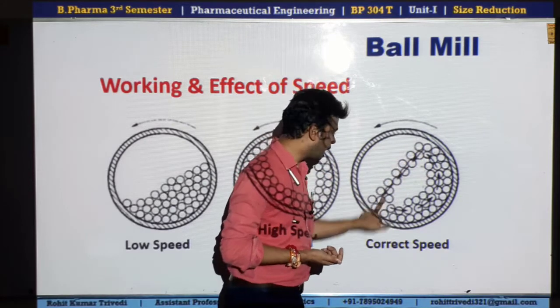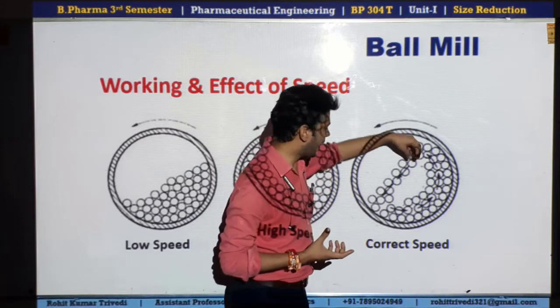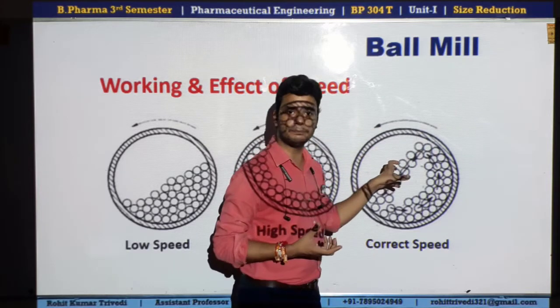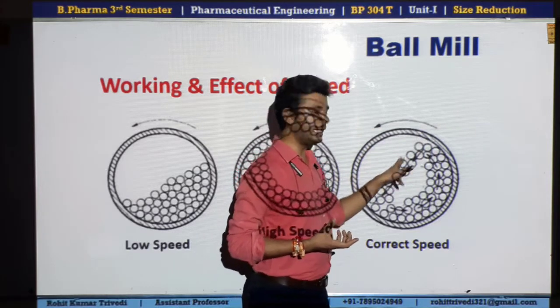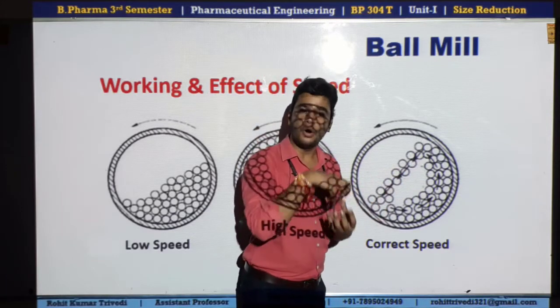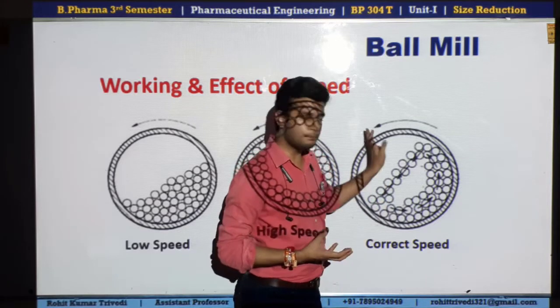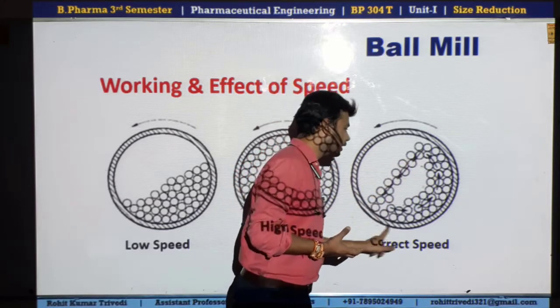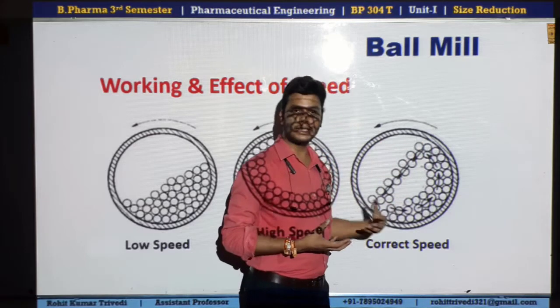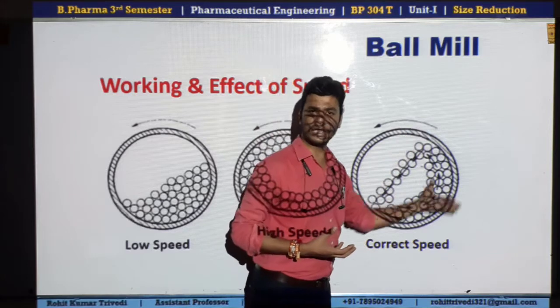Okay, the falling down is very important as far as the process of size reduction is concerned. What happens? The impact principle: the impact will take place if these balls fall from a certain height on the material that we are going to reduce in size in the ball mill. This process will continue for 1 hour, or we can say 15 minutes, and we can decide the time as per our requirement.